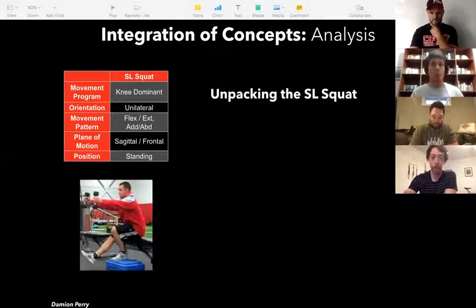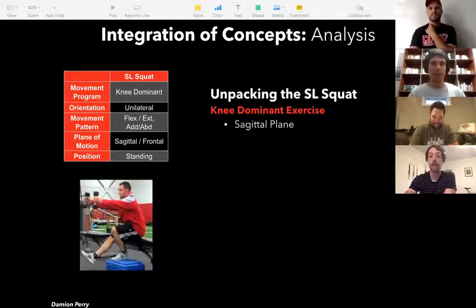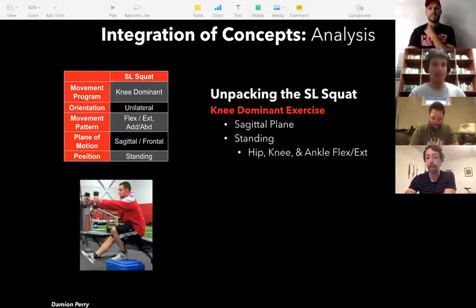So unpacking, because I love the word unpacking. We had a discussion about this the other day. Unpacking the single leg squat. So it's a knee dominant exercise. It's in the sagittal plane. We're standing up. Things I already just said, right? So these are all the involved joints.